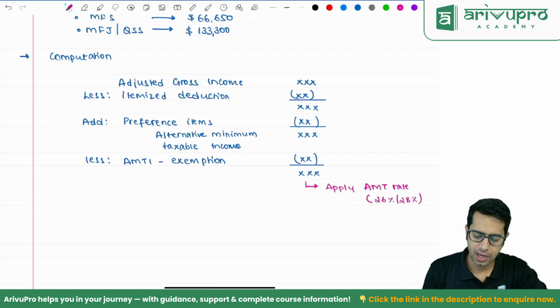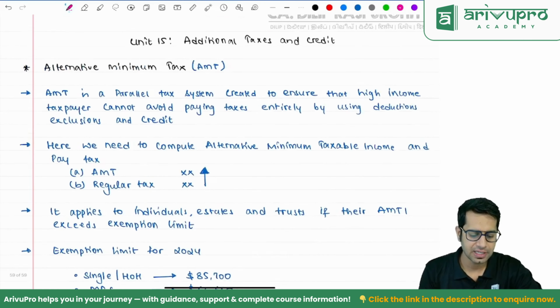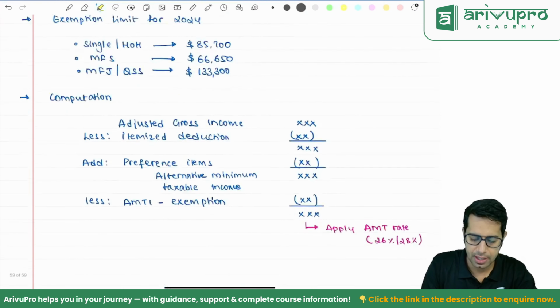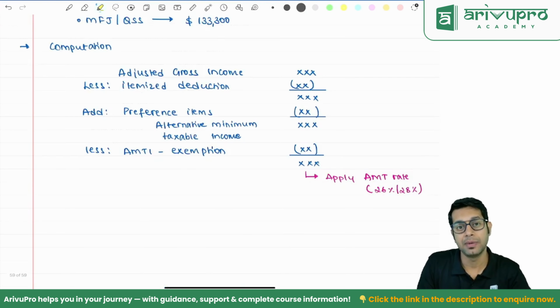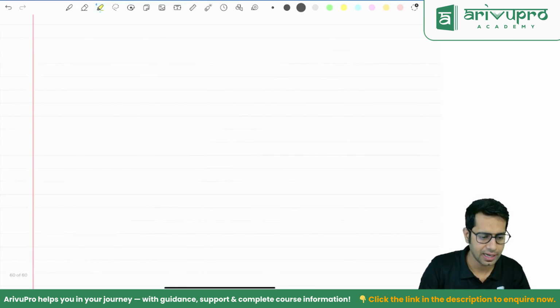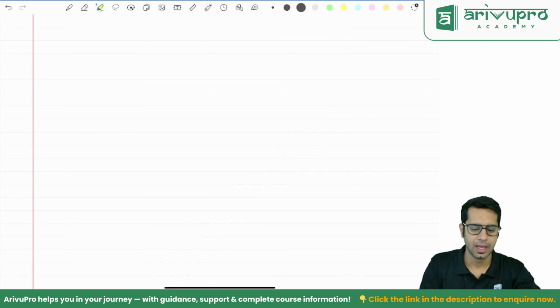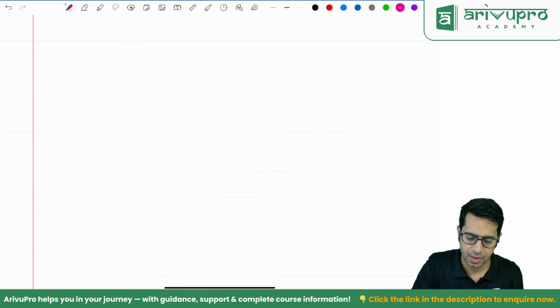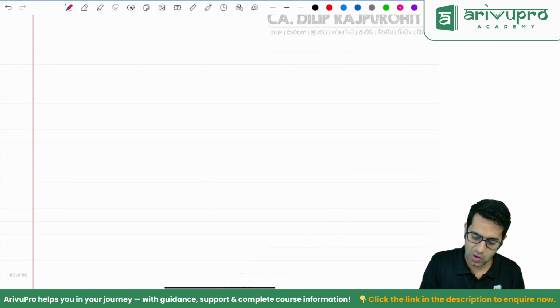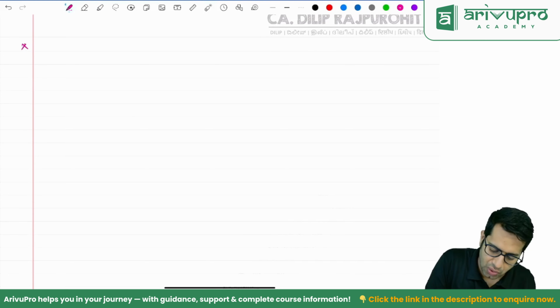So this is how we compute the alternate minimum tax. The first tax is alternate minimum taxes. We have to compute the alternate minimum taxable income first and apply the rate, and accordingly we'll get alternate minimum taxes. Next is the next type of tax about which we have already discussed long ago. What is the next type of tax?